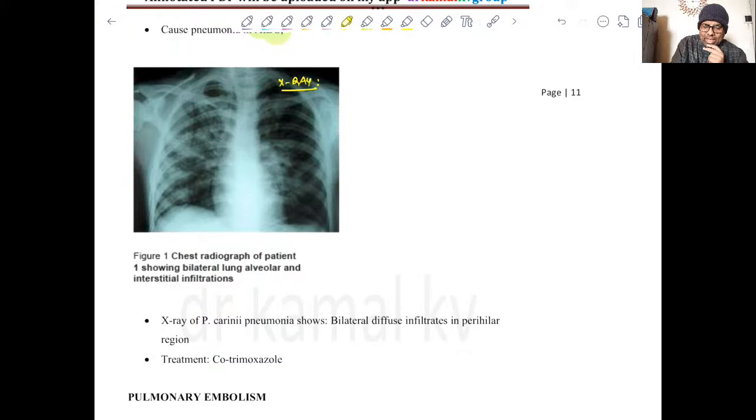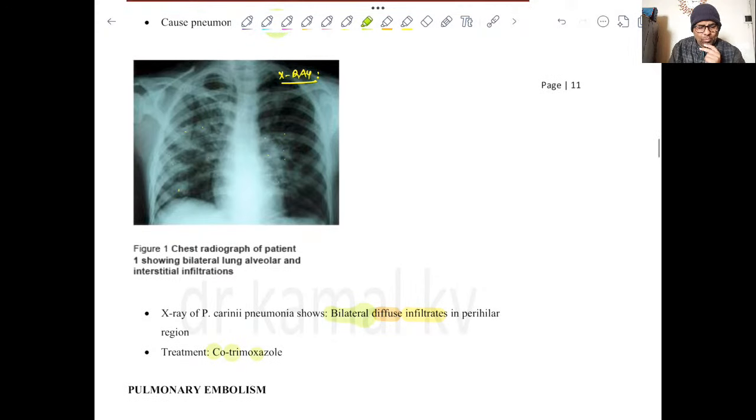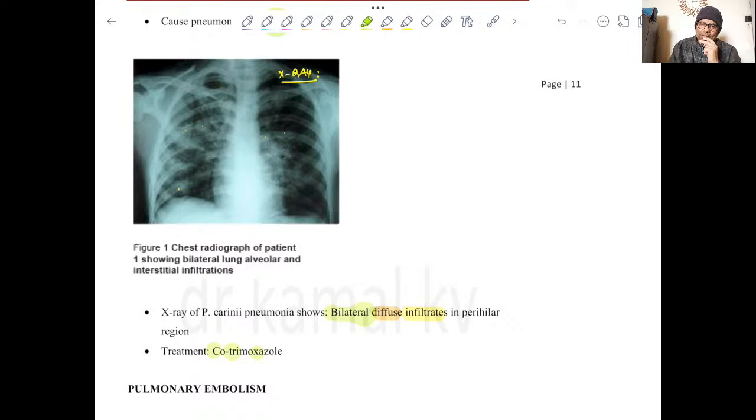Number one is about the X-ray of Pneumocystis carinii, and here we will see bilateral, means both the sides, diffuse, means throughout the lung field, and infiltrates, especially if you can see here, all these white areas. Clear? So these are all important features in X-ray of Pneumocystis carinii pneumonia. And treatment wise, we can give cotrimoxazole. So just 3-4 points for pneumocystis are enough, right?